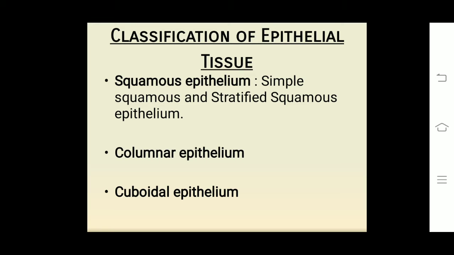Classification of epithelial tissue. Epithelial tissue is broadly classified into three categories: squamous epithelium, which in turn is divided into two subcategories, simple squamous and stratified squamous epithelium. Next one is columnar epithelium, and the third one is cuboidal epithelium.